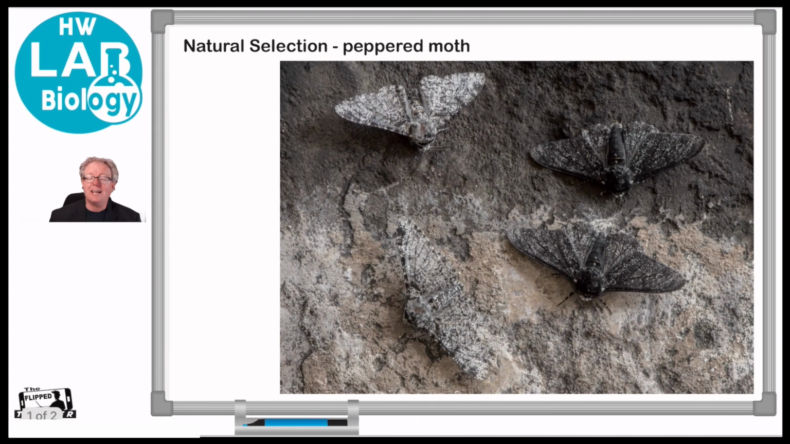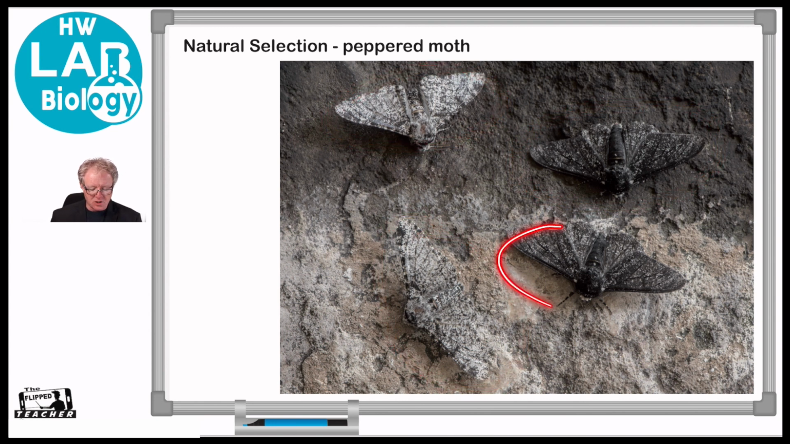Right, so natural selection and Darwin. Probably one of the most popular examples here is the peppered moth to illustrate the features of natural selection. So here we can see some peppered moths on a tree. We can see a black peppered moth there, and we've got white ones here, or grey ones.